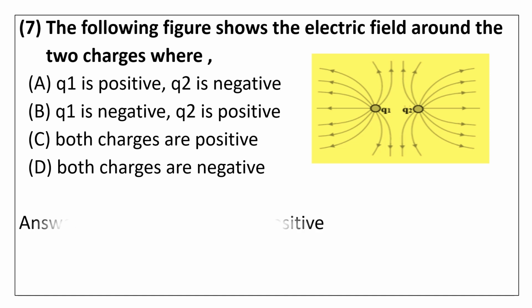See, in this figure, Q1 and Q2 charges are there in which electric field lines are outwards. So we know that electric field is outward for only positive charge, and electric field is inward for only negative charge. Hence, we come to the conclusion that Q1 and Q2 both are positive charge. So option C is correct.